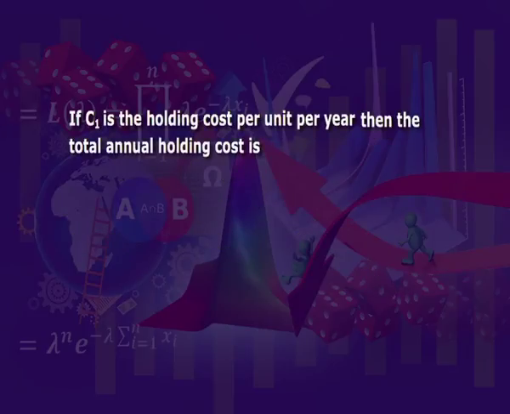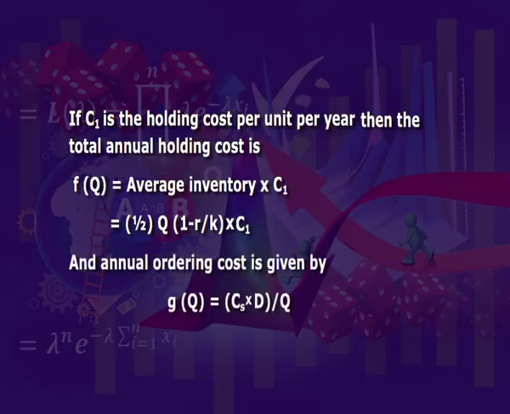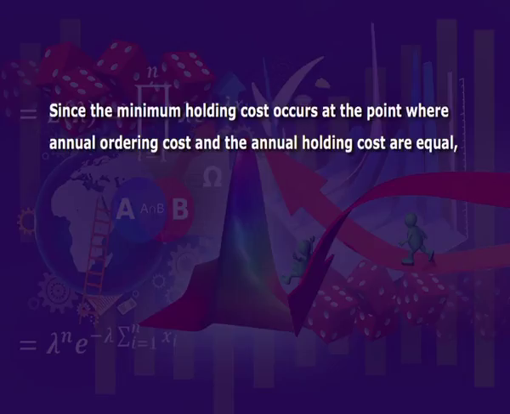If C1 is the holding cost per unit per year, then the total annual holding cost is F(Q) equal to average inventory multiplied by C1, which is equal to half into Q into (1 minus R upon K) multiplied by C1, and annual ordering cost is given by function G(Q) equal to CS multiplied by D divided by Q. Since the minimum cost occurs at the point where annual ordering cost and the annual holding cost are equal, that is F(Q) equal to G(Q).